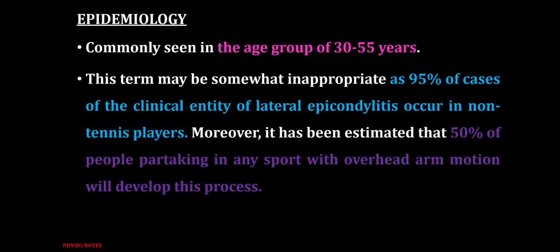Epidemiology: it is most commonly seen in 30 to 55 years of age. This term indicates tennis elbow, but it is not only seen in tennis players. It is mainly seen in housewives or common people, and only 50% of people partaking in sports with overhead arm motions will develop this condition.